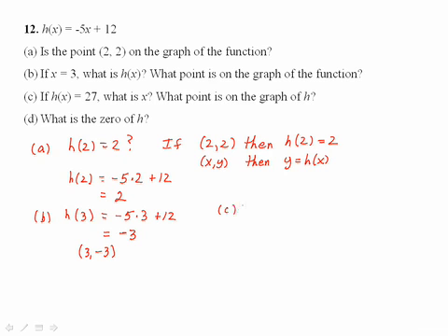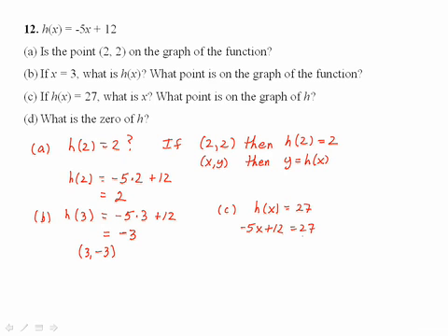In part C, if h of x equals 27, what is x? Here we're being given the output of the function. We want to know the input. So we are solving the equation h of x equals 27. This is the same as solving negative 5x plus 12 equals 27, because that's the rule that defines the function h.